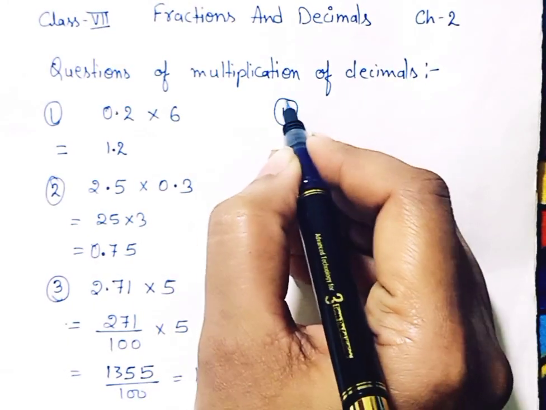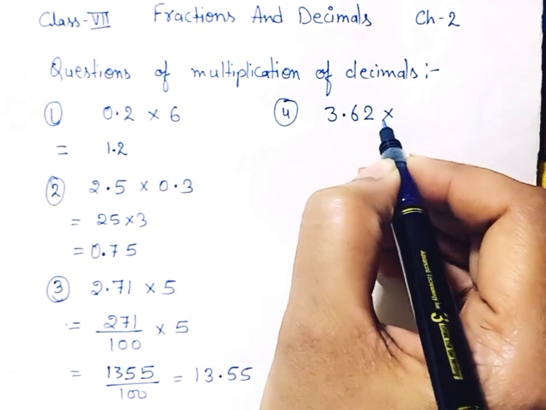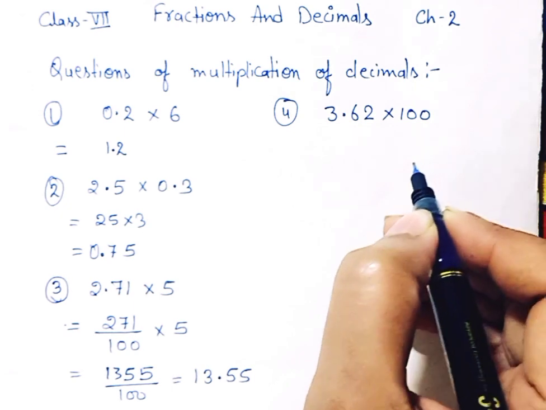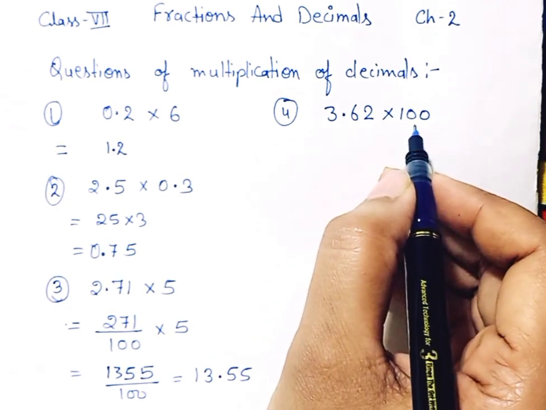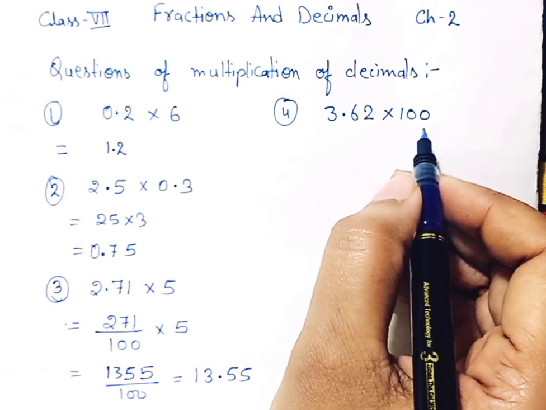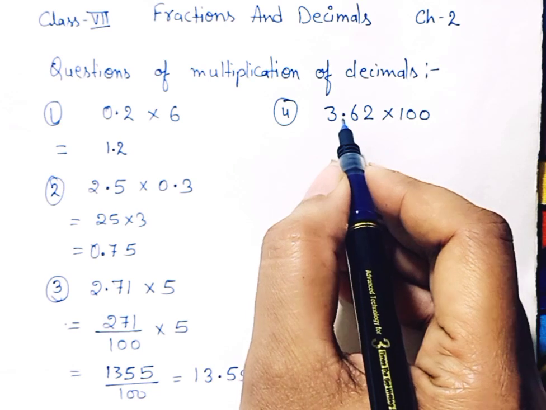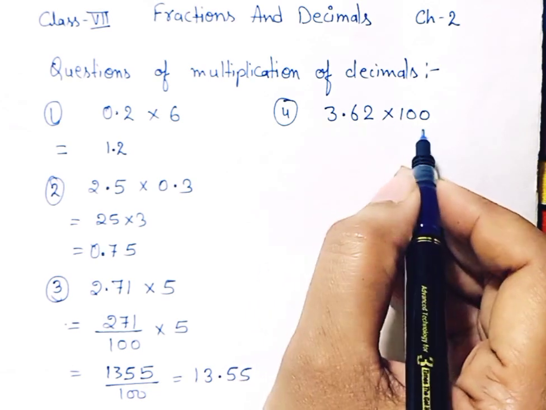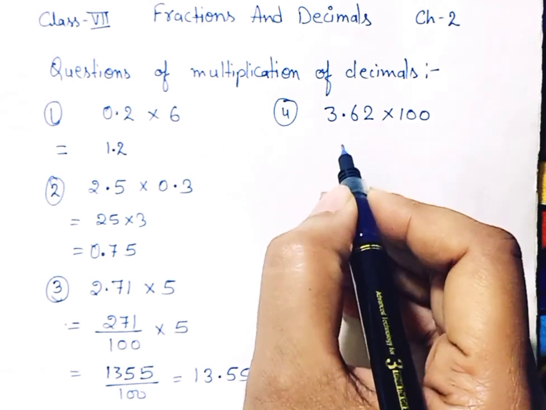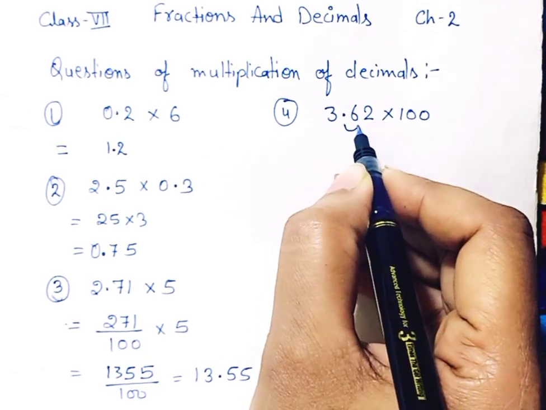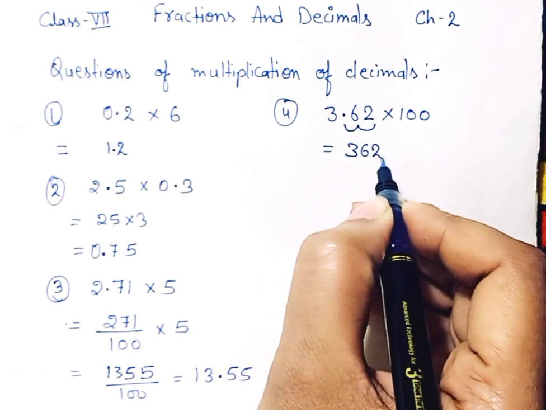Now coming to the fourth one, it is 3.62 multiplied by 100. Here I just told you that if the number has zeros only along with 1, you have to shift the decimal towards the right side. Here two zeros are present. We will shift this decimal towards the right up to 2 places. Here 1 and here 2. So the answer will be 362.